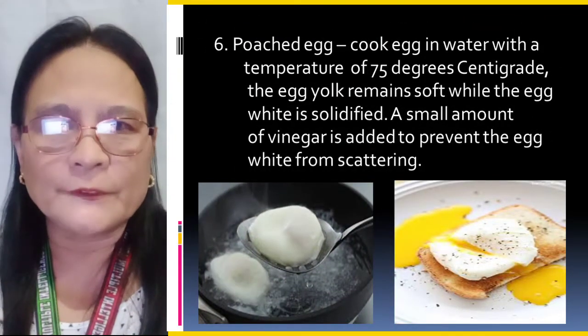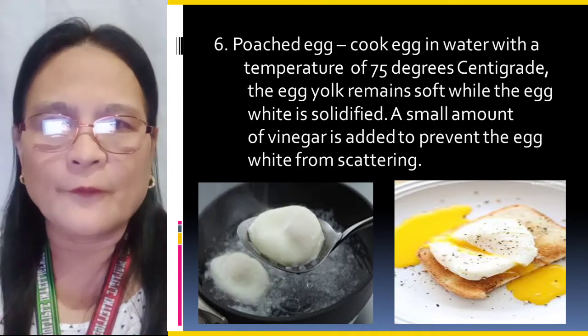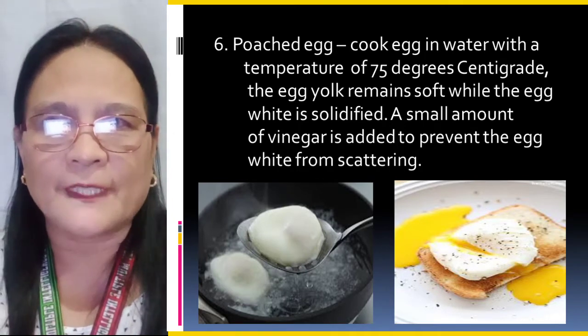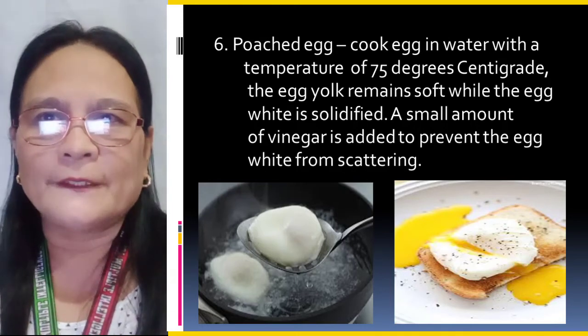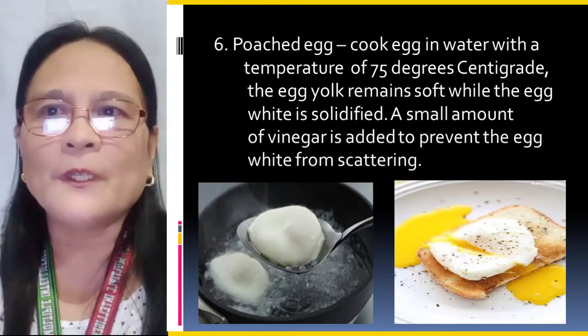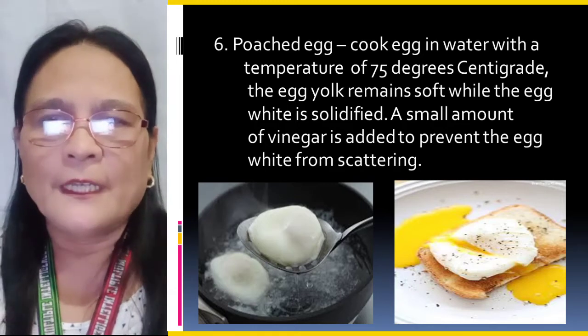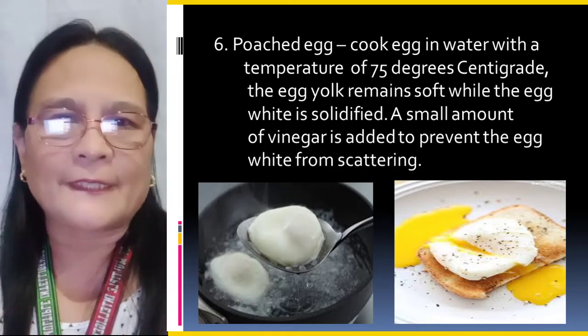Number 6, poached egg. Cook egg in water with a temperature of 75 degrees centigrade. The egg yolk remains soft while the egg white is solidified. A small amount of vinegar is added to prevent the egg white from scattering.